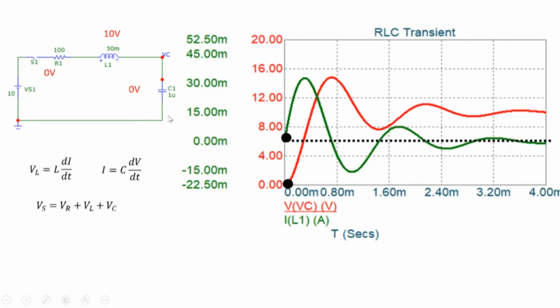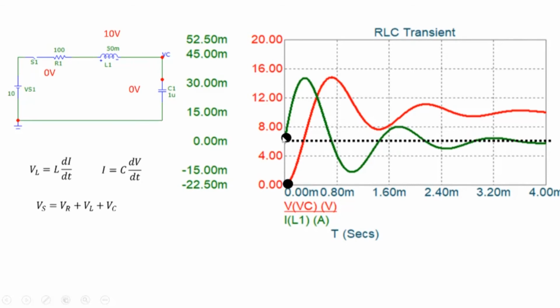These are the equations through which you can understand what is going on. First is Kirchhoff's voltage law: the voltage V is equal to the sum of VR plus VL plus VC. The voltage across the inductor is related to di by dt, and the current is I equal to C dV by dt. These three equations are what you can use to qualitatively explain why the behavior is in this particular form.